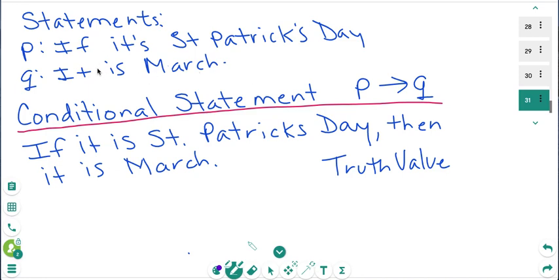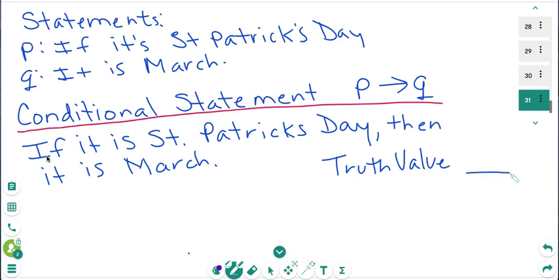So let's give it a practice. We're given two statements. P: it's St. Patrick's Day. Q: it is March. So we're going to write a conditional statement, if P, then Q, and then we're going to determine the truth value.